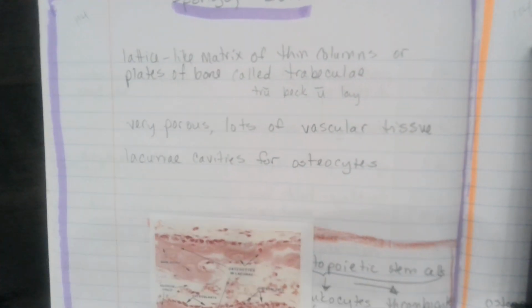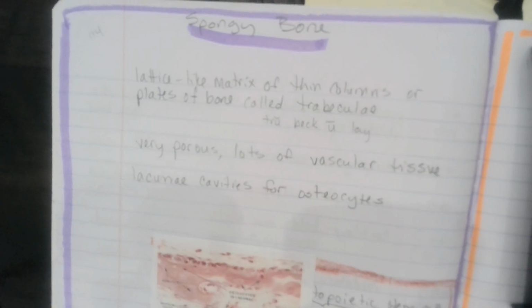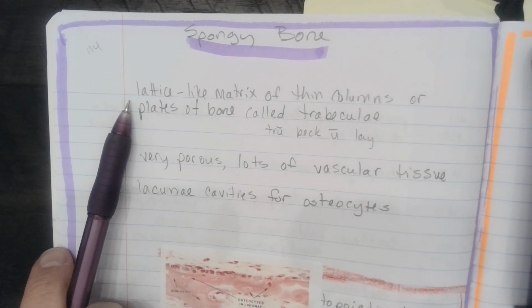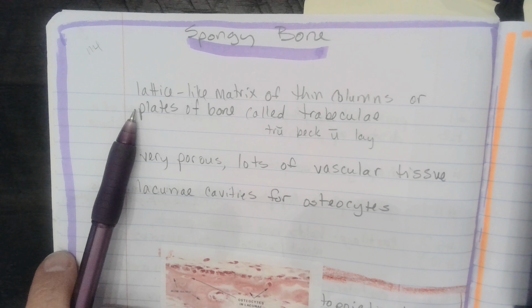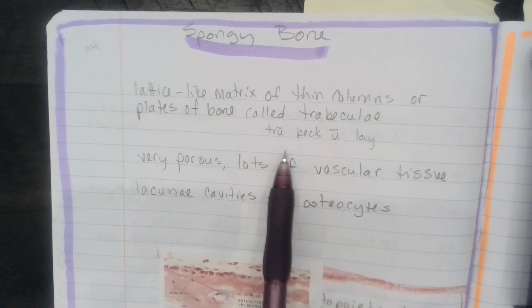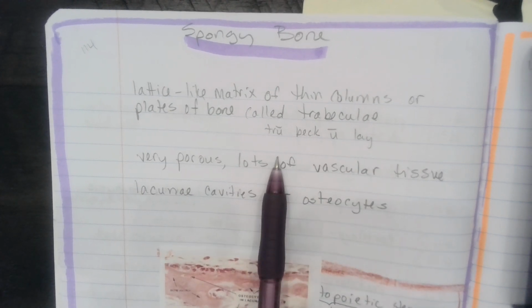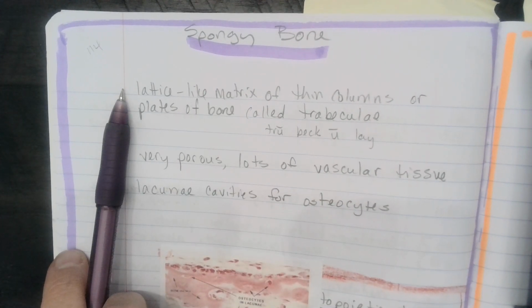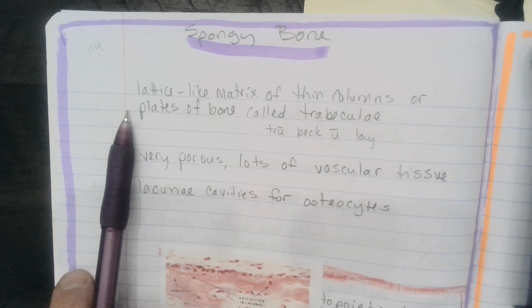Next, we're going to look at spongy bone and compact bone. So I have divided up my pages, so I've got spongy bone information and compact bone information. All right, spongy bone, structure of the spongy bone. There is a lattice-like matrix of thin columns or plates of bone called trabeculae. I had to spell that out for myself.